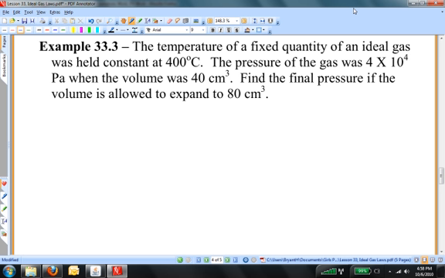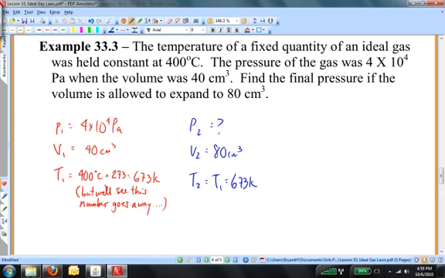Again, I have an initial state, I have a final state. I'm going to write down what I know, I'm going to write the ratio of the ideal gas law, and then I'm going to put in the numbers. So there are the numbers I know. Now I'm going to feed them into the ideal gas law.